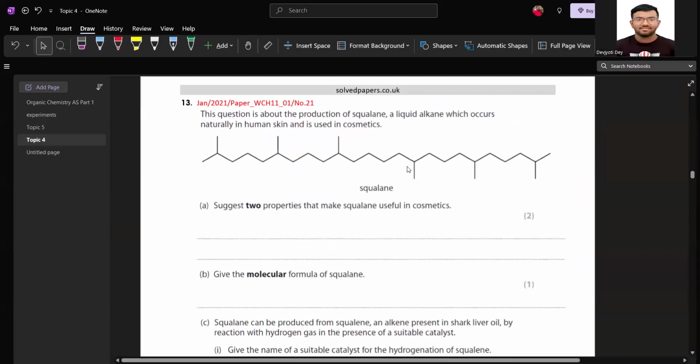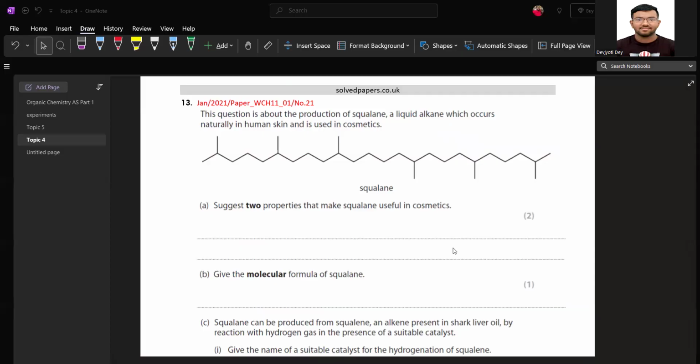This question is about the production of squalene, a liquid alkane which occurs naturally in human skin and is used in cosmetics. Okay, nice. They said, okay, so first of all, in order to solve this, suggest two properties that make squalene very useful in cosmetics.